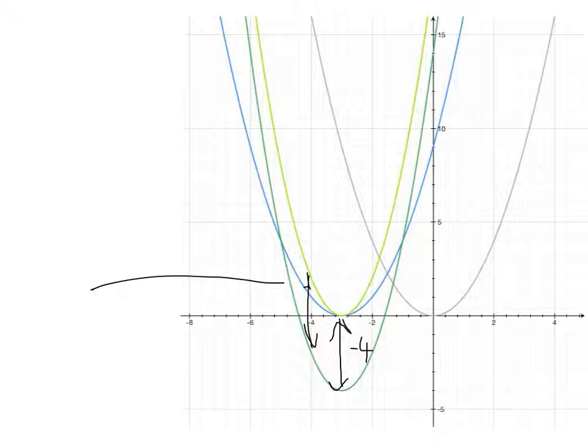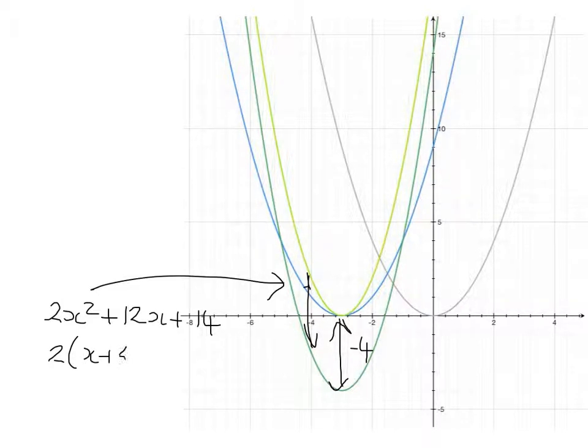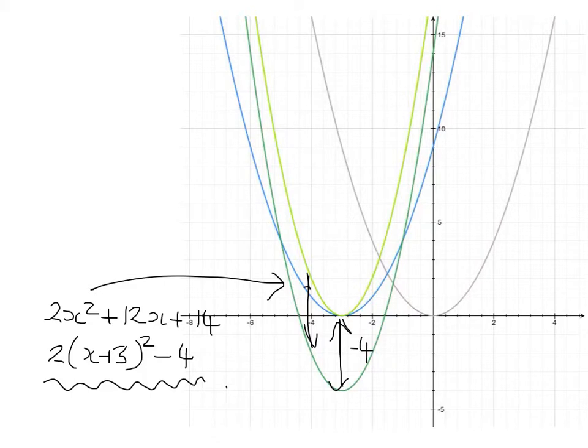So this dark green graph here could either go back to the beginning in its expanded form, 2x squared plus 12x plus 14, or in completed the square form it would be 2 lots of x plus 3 squared, take away 4. Now remember, we want to know all the time what the graphs look like. We don't want to have to always use the quadratic formula. We want quick ways to work things out.